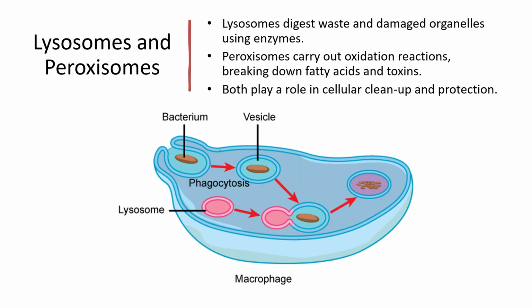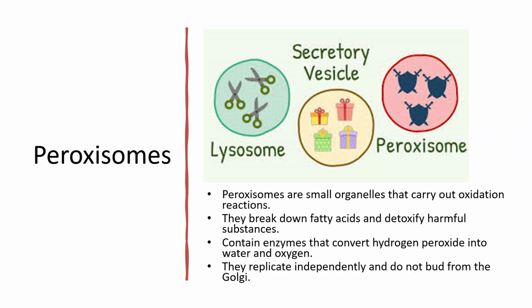Lysosomes are full of enzymes that digest cellular waste and worn out structures. Peroxisomes, meanwhile, carry out oxidation reactions, breaking down fatty acids and neutralizing toxic compounds like hydrogen peroxide. Peroxisomes deserve a special note because they form independently and don't bud from the Golgi. Their enzymes help detoxify harmful substances and support metabolic processes by breaking down long chain fatty acids.